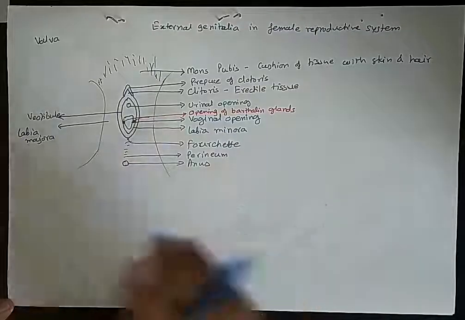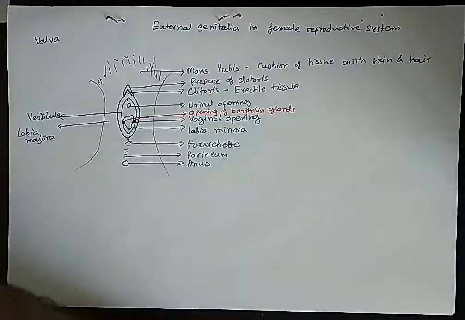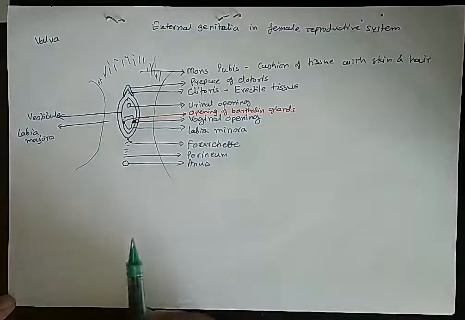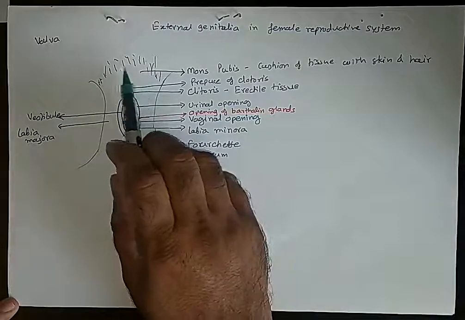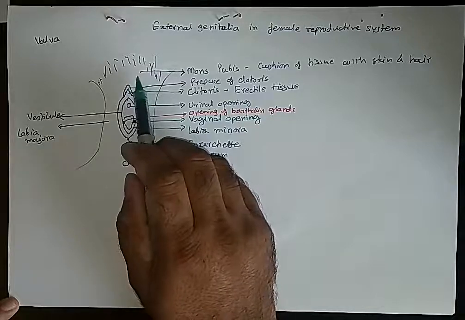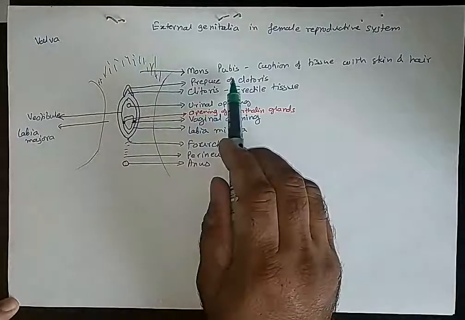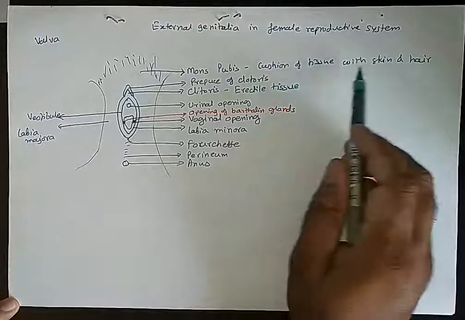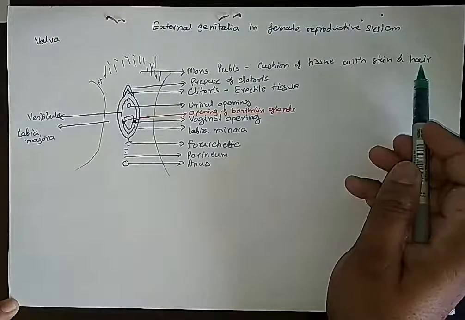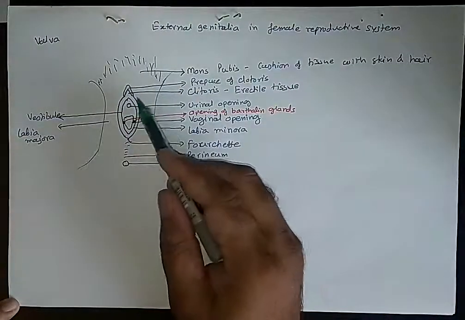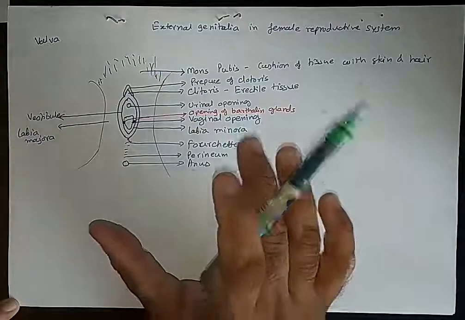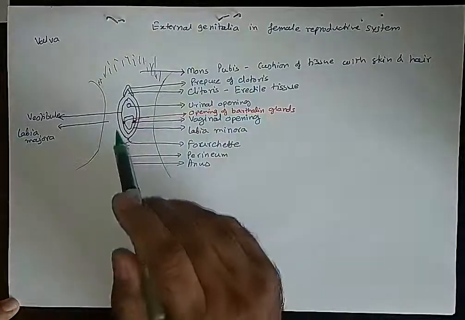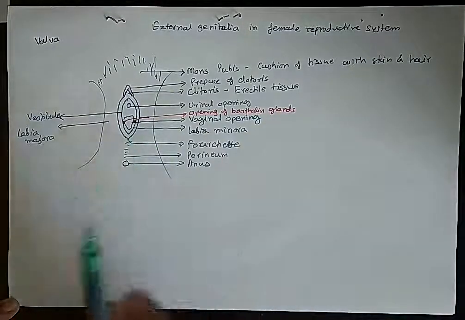Now I will quickly revise whatever we have studied. The upper or anterior region in the female genitalia is the mons pubis. It is a cushion of tissue with skin and hairs. Below that there is the vulva. Vulva is basically the collective external genitalia in the female reproductive system.